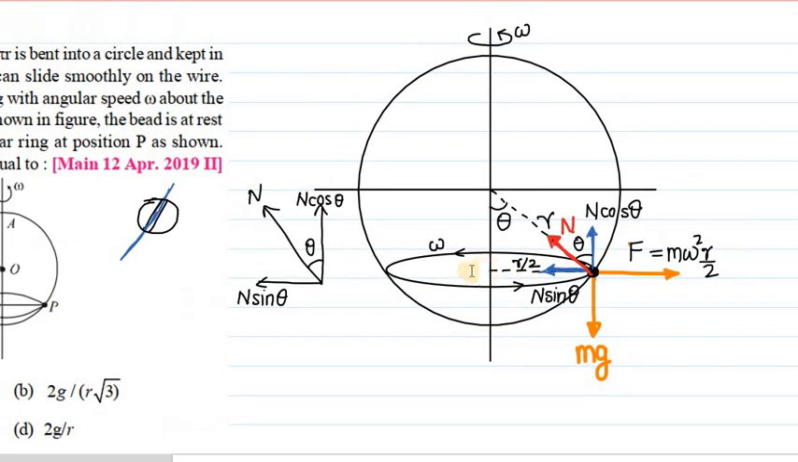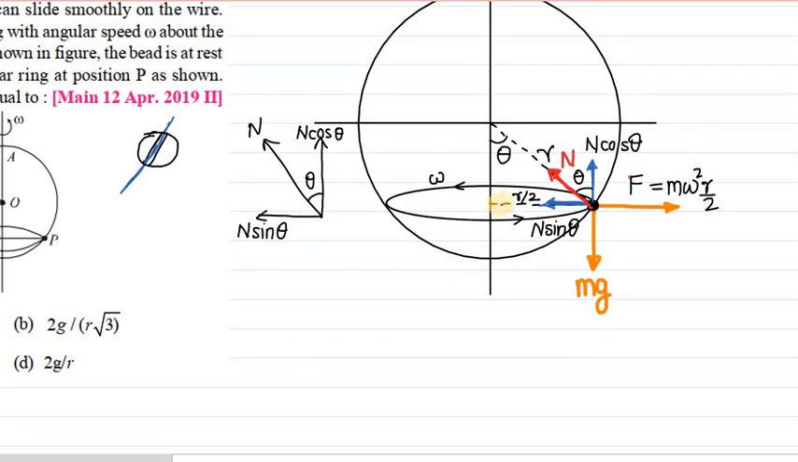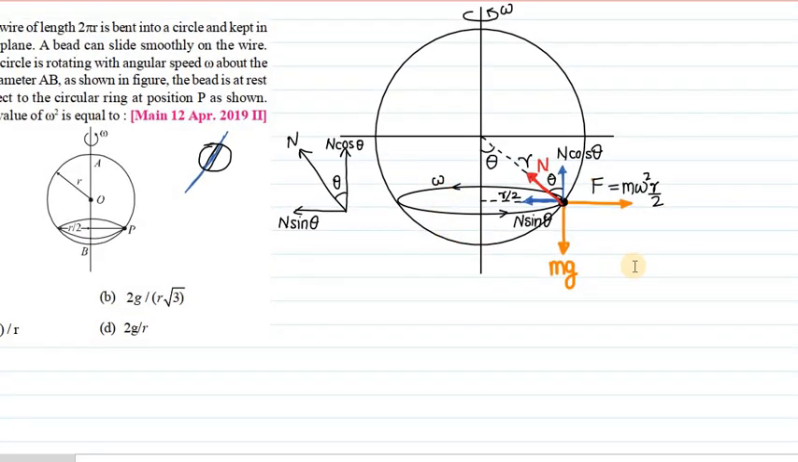Now, as the question says, the particle remains in equilibrium, at rest at that position. So the horizontal forces must balance each other. The leftward horizontal force N sin theta should balance the rightward horizontal force, which is m omega square r by 2. Similarly, in the vertical direction, the upward force N cos theta should balance the downward force mg. So we formed our equations 1 and 2.